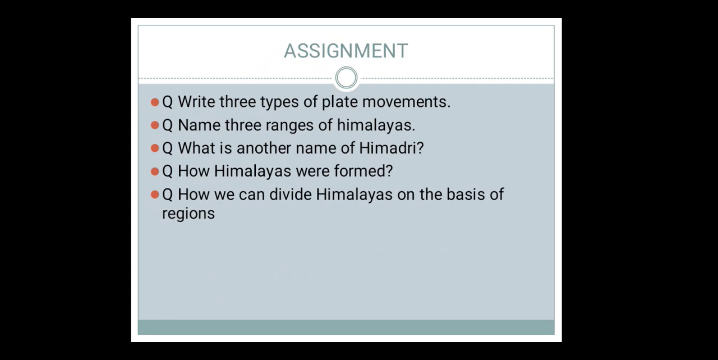Now, an assignment on the basis of these slides can be: question, write three types of plate movements. The answer is convergent boundary, divergent boundary and transform boundary. Next, name three ranges of Himalayas: Himadri, Himachal and Shivalik. What is another name of Himadri? Inner Himalaya or Greater Himalaya is another name of Himadri.